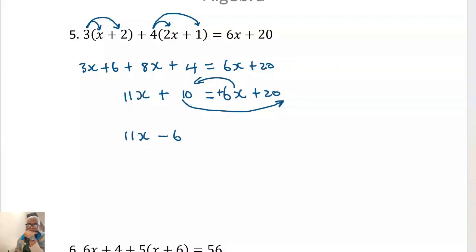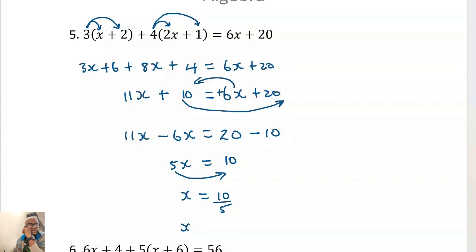11x take away 6x. Excellent. Is equal to 20, it was on the side, so I put the 20 first. 20 what? Minus 10. Right. So 11x minus 6x will be how much x? And 20 minus 10 would be? When I bring the 5 here, what do I do with it? So x is equal to 2. Right? That's how simple.